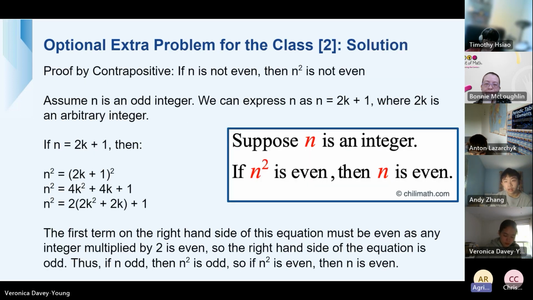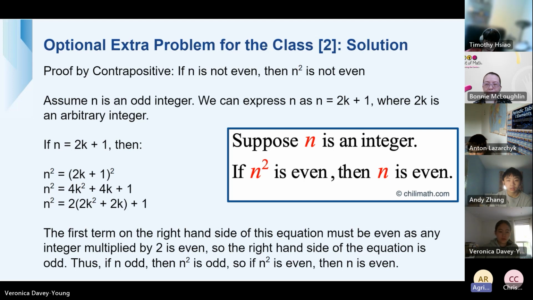So, proof by contrapositive. If n is not even, then n squared is not even. Assume n is an odd integer. We can express n as n equals 2k plus 1, where k is an arbitrary integer. If n equals 2k plus 1, then n squared is equal to (2k plus 1) squared. And once we expand this out, we get n squared is equal to 4k squared plus 4k plus 1.